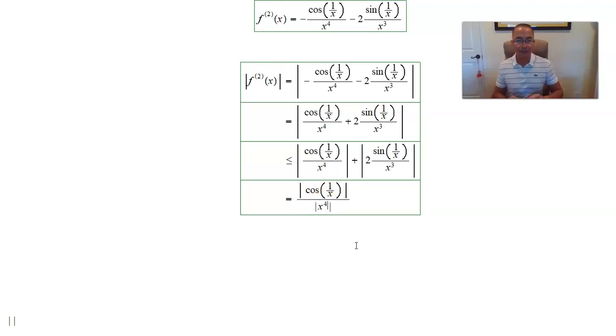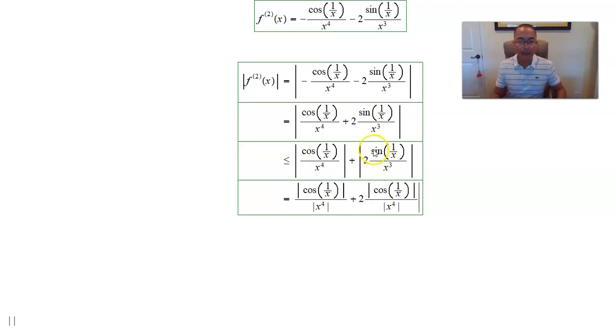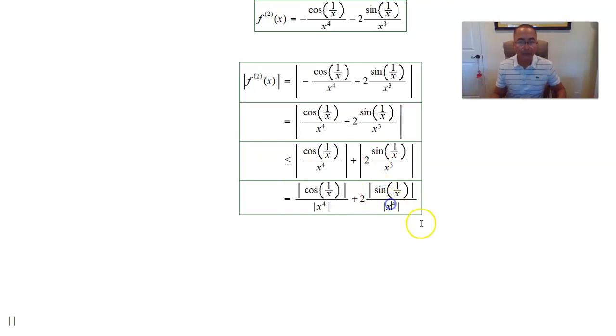Ta-da! Okay. So we are going to do something similar to the second term. It is a product and a quotient, but of course the 2 can go out. Okay. And instead of cosine 1 over x, I will have sine of 1 over x in the numerator, x cubed in the denominator. So let me just copy that here. I will turn cosine into sine, and x to the 4th will be x cubed.